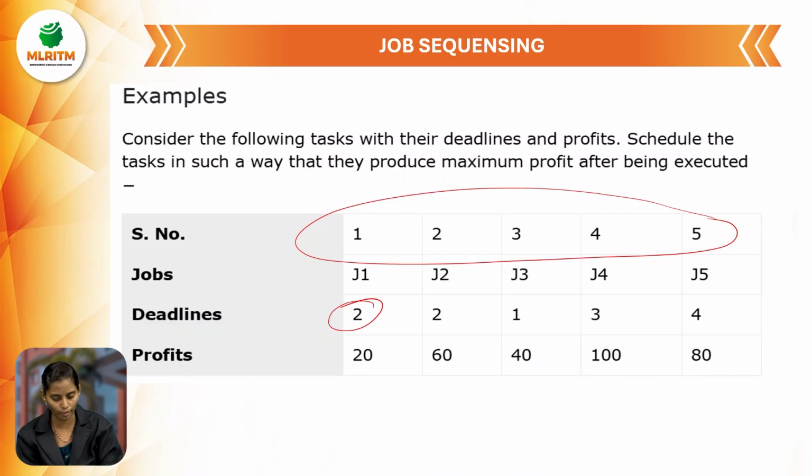In the same way here also, each job has a certain deadline. And here just treat profit as if you complete J1 within 2 days, you are going to get 20 rupees, or if you complete J2 also in 2 days, then you are going to get 60 rupees. Like that you just consider.